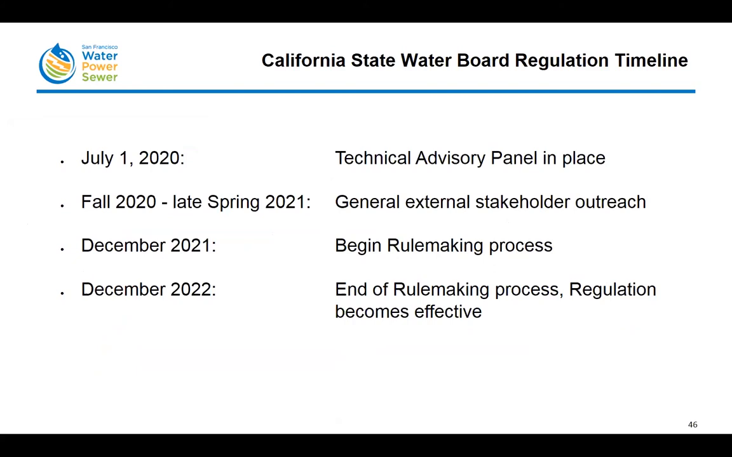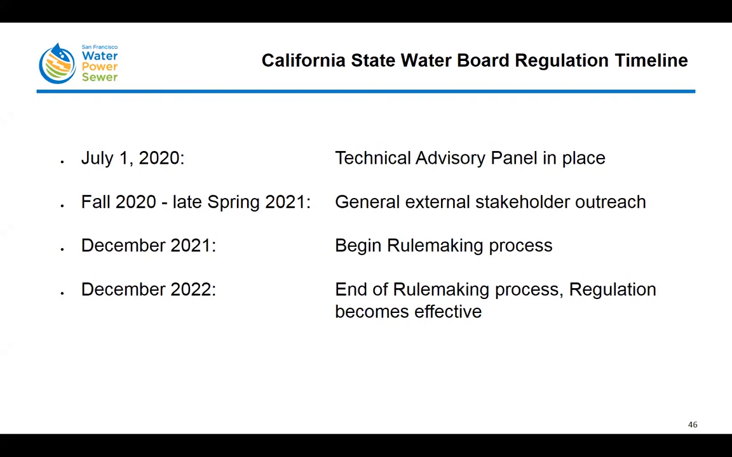Just to give a quick timeline update for folks that are interested in where these regulations are going in California, that bill that I referenced on the last slide, SB 966, directed the State Water Board to develop statewide risk-based water quality standards for these systems by 2022. So the state shared their timeline with us recently.